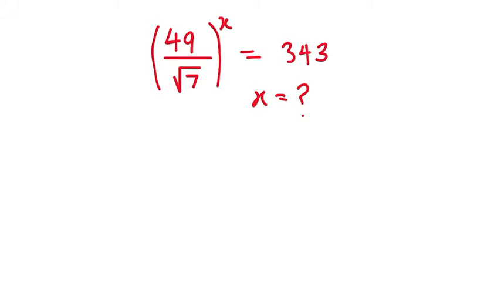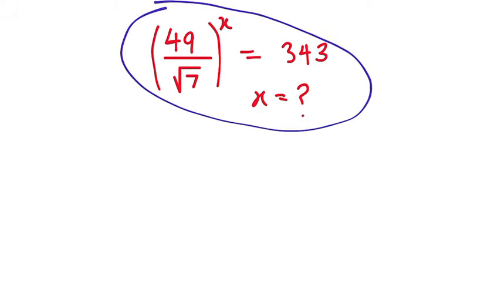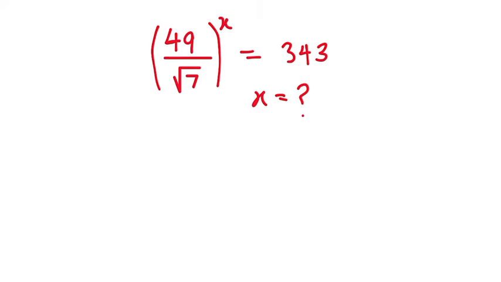Let's see how we're going to solve it. We are given (49 over root 7) to the power of x equals 343. Then x equals what? According to what we have here.